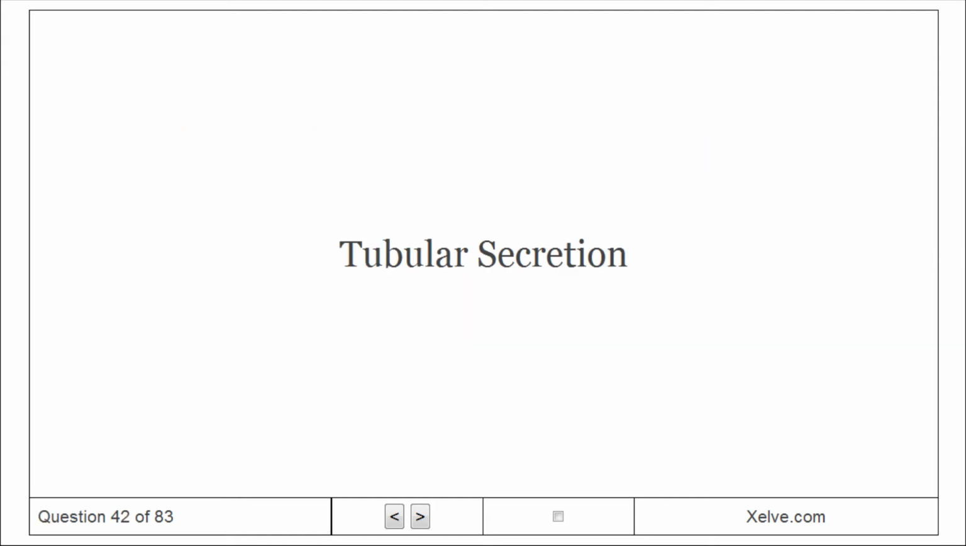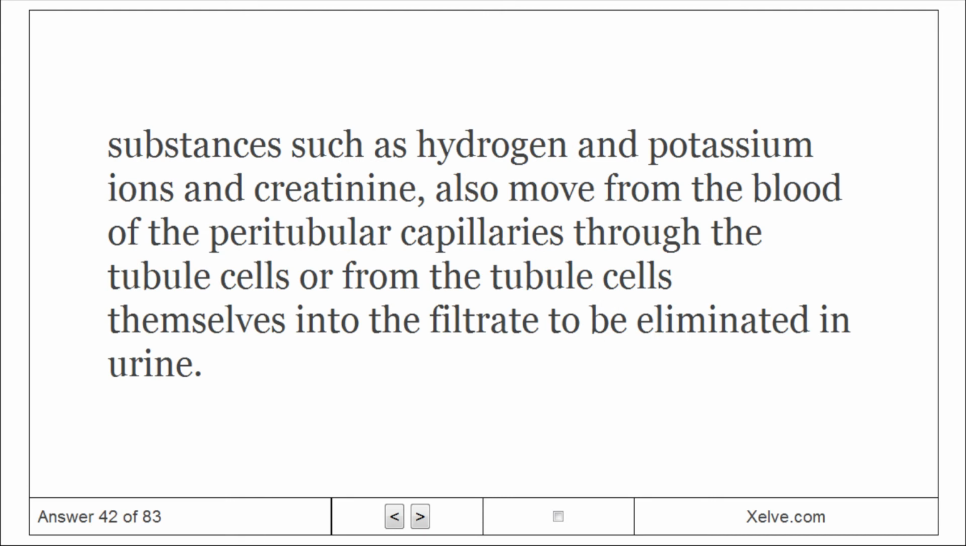Tubular secretion. Substances such as hydrogen and potassium ions and creatinine also move from the blood of the peritubular capillaries through the tubule cells, or from the tubule cells themselves, into the filtrate to be eliminated in urine.